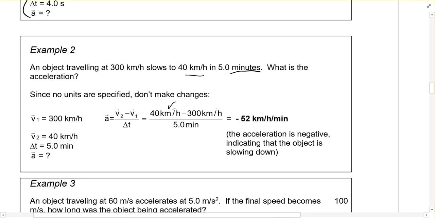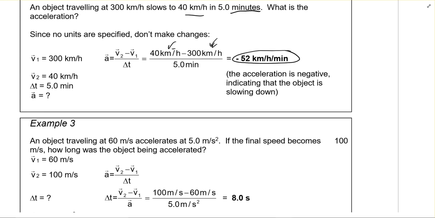So we plug in our formula again. We've got 40 kilometers an hour minus 300 kilometers an hour over 5 minutes. This is still right. It's just going to be negative 52 kilometers per hour per minute. It's a kind of strange way of thinking about it. Looking at that number, I wouldn't know what that means because I'm not used to thinking in kilometers per hour per minute, but it is technically right.